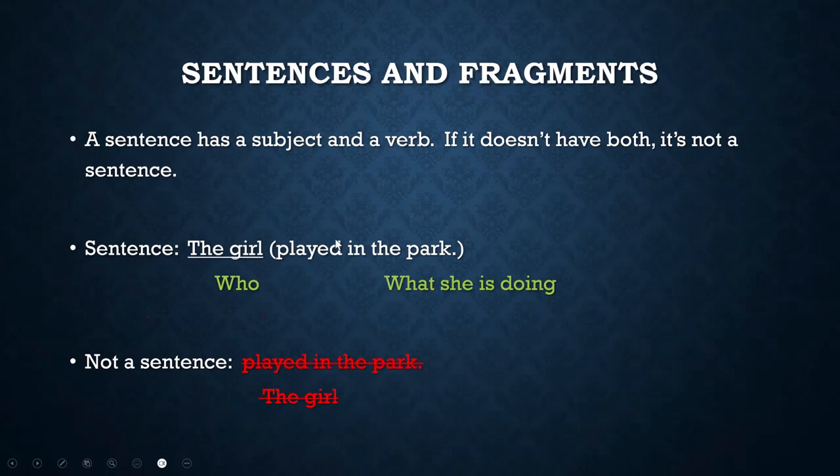Sentences and fragments. All right, a sentence has a subject and a verb that is part of the predicate. If it doesn't have both, it's not a sentence. Remember, the subject is the who, the predicate is what they do. The girl played in the park. Okay, the girl is the who, played in the park is what she is doing, but just played in the park, that's not a sentence. And just the girl, that's not a sentence either. You have to have both to make a whole sentence.